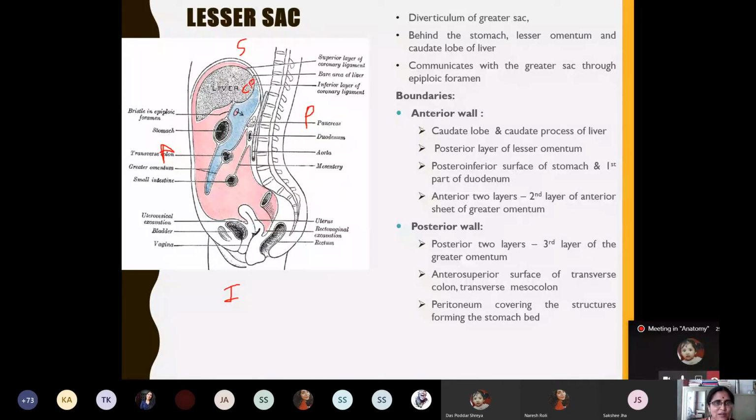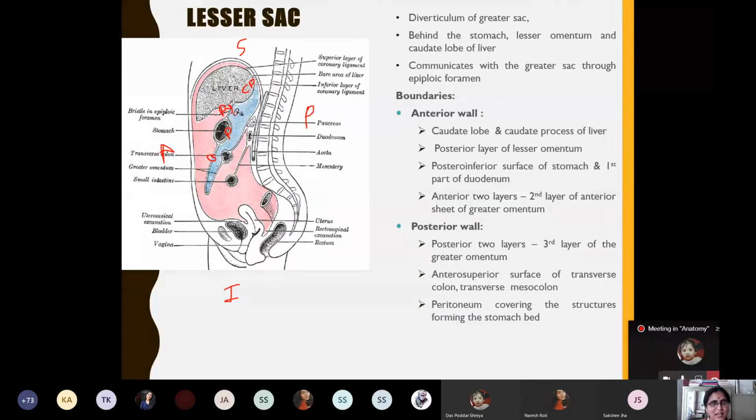Then lesser omentum. Which layer of the lesser omentum here? Posterior layer of lesser omentum. Then which surface of the stomach? Posterior surface of the stomach. Then first and second layer of the greater omentum, especially which layer? Second layer of the greater omentum. These are the anterior wall of the lesser sac.